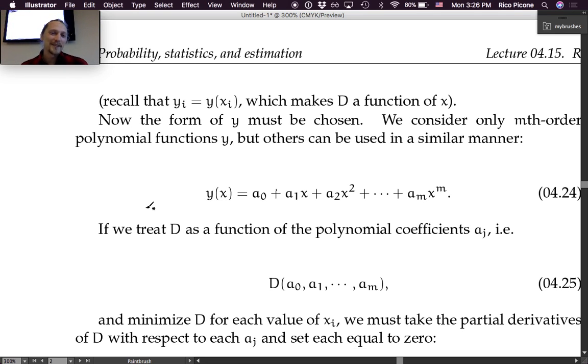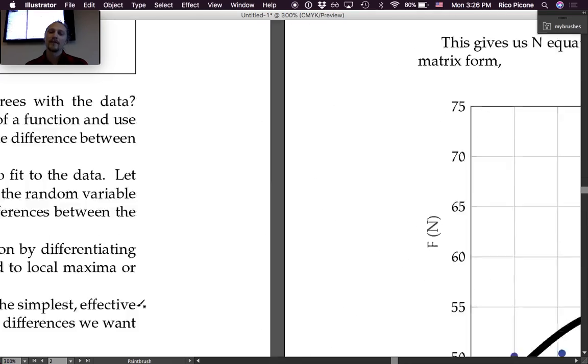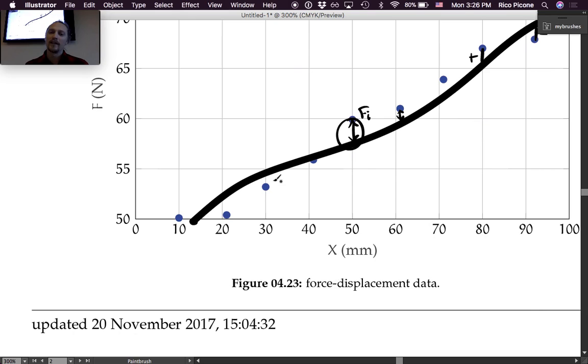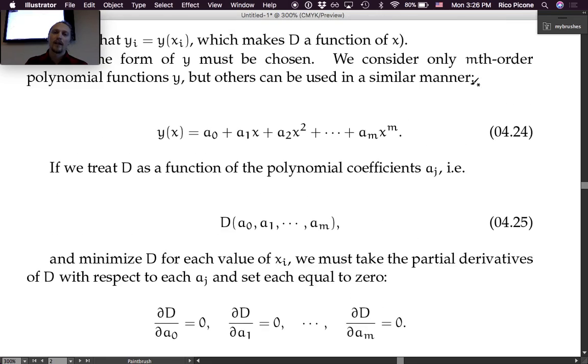So recall that if you evaluate that function at xi, that's what we mean by yi. So evaluating the function at xi, which makes d a function of x. So d depends on where you are here, right? Because if you evaluate d at this point, it's this absolute value squared, or this squared, or this squared, right? Okay.